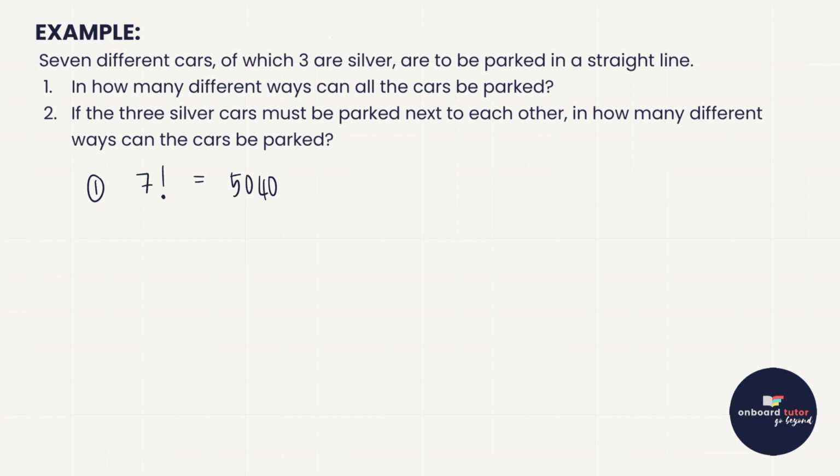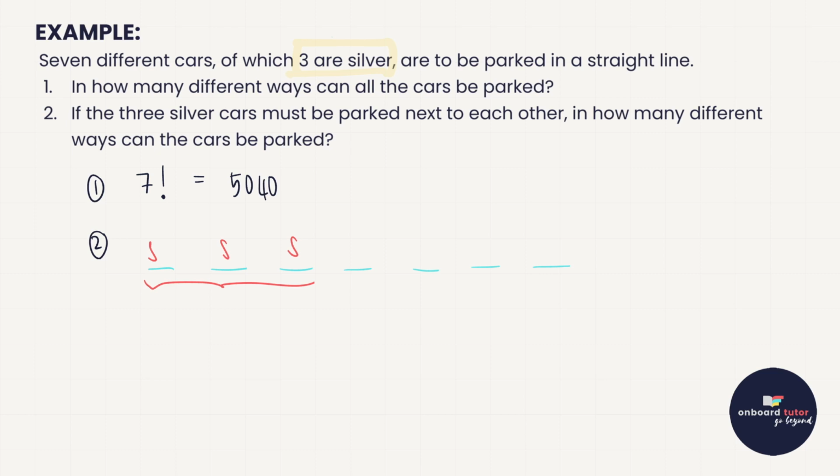Okay, now it says if the 3 silver cars, because they did tell us here, 3 are silver, must be parked next to each other, in how many different ways can the cars be parked? Okay, so let's have a look at what we are dealing with for question 2. We have got 1, 2, 3, 4, 5, 6, 7 cars that need to be parked. Okay, let's make allowance for the fact that the 3 silver cars need to all go here. Okay, silver 1, silver 2, silver 3.